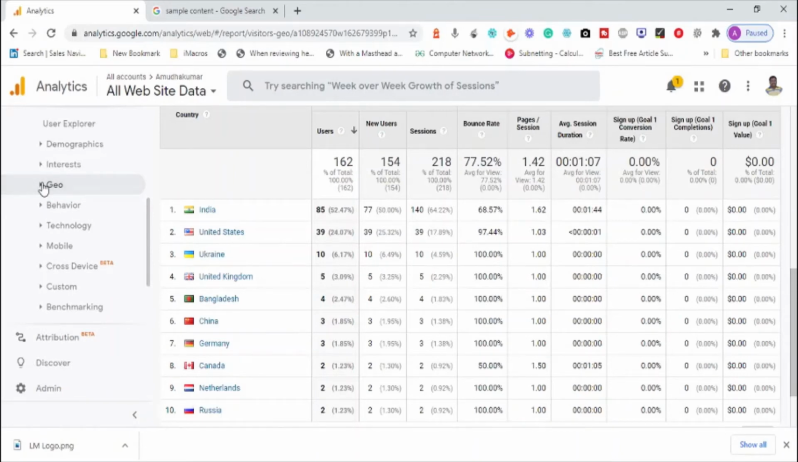Based on this data, we can make a decision: is our business targeting the right location? Are we receiving the right targeted audience? If not, our business may not grow better.